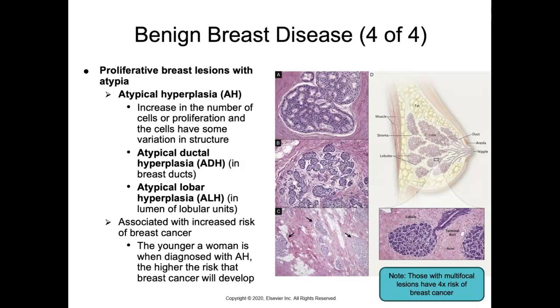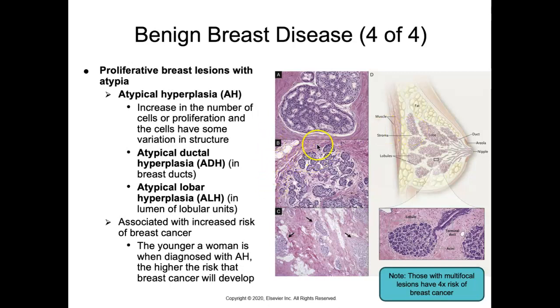Lastly, as far as benign breast disease, let's talk about proliferative breast lesions with atypia. So we call this atypical hyperplasia, and this is when we will have an increase in the number of cells or a proliferation, and the cells have some variation within their structure. So pictured over here in A, we see an example of atypical ductal hyperplasia within the breast ducts. So we'll have proliferation of what we call monotonous cells in architecturally complex patterns.